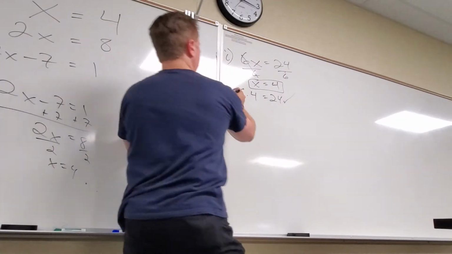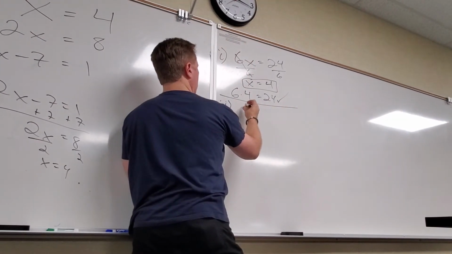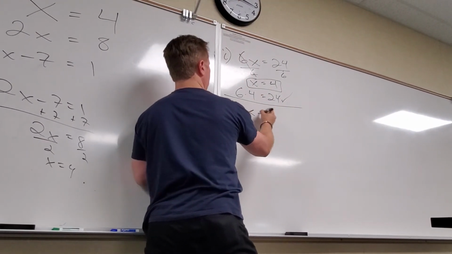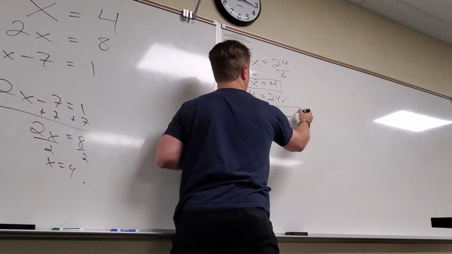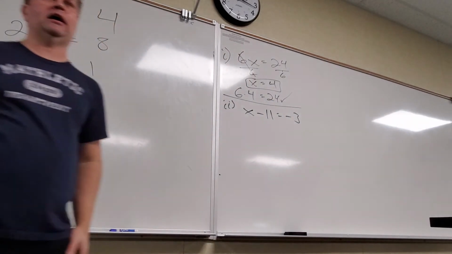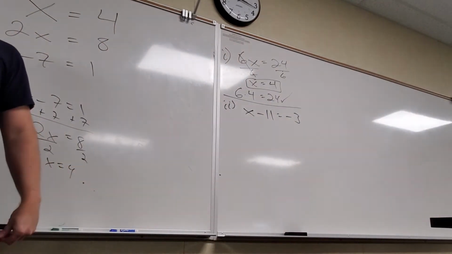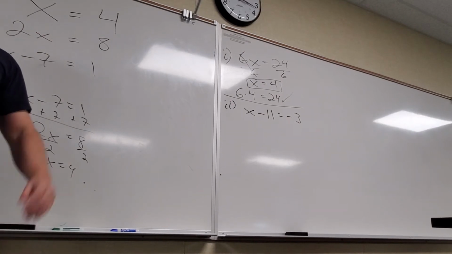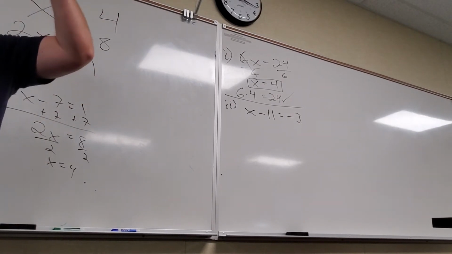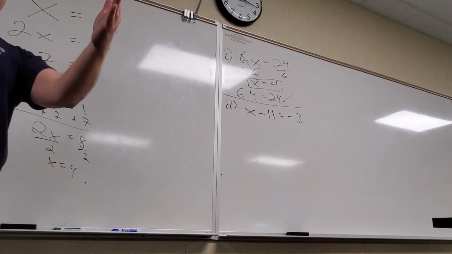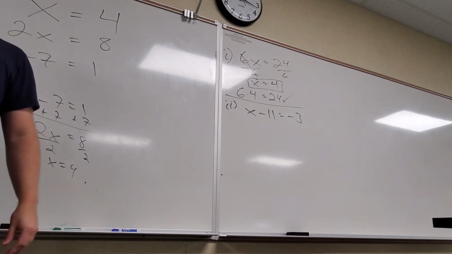So what about this one? So x minus 11 equals negative 3. Yeah. I like it. Yes. Why is x not by itself? Stupid 11. What's the 11 doing? Subtracting. How do you kill it? Add it. And again, let me say this again.